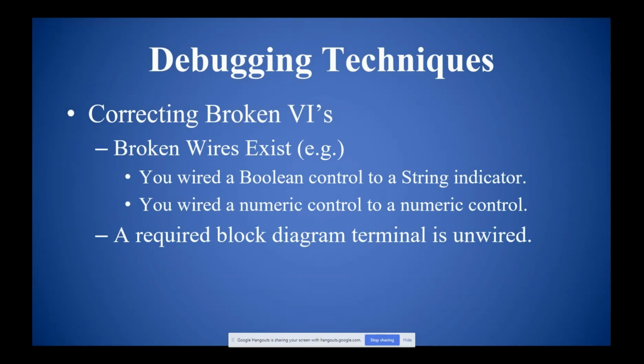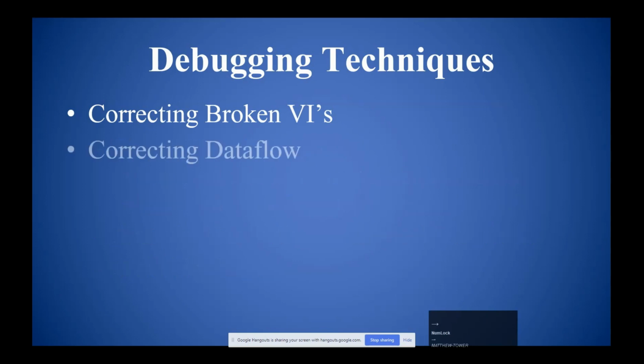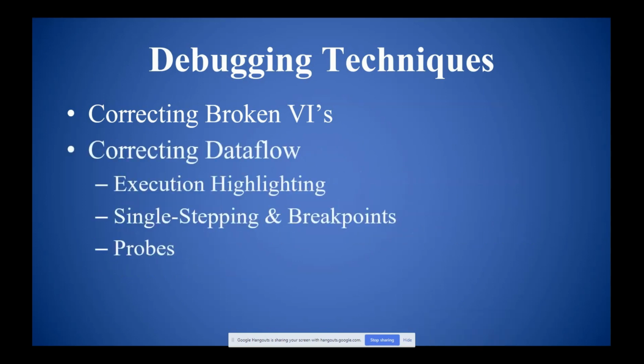You can also have required terminals unwired, much like the loop condition, or on the open motor, the PWM input is a required terminal. If the sub VI is broken, that means you need to go into that VI and see why it's broken. So, sub VIs are VIs within your current VI. The open motor VI is a sub VI to my begin VI.